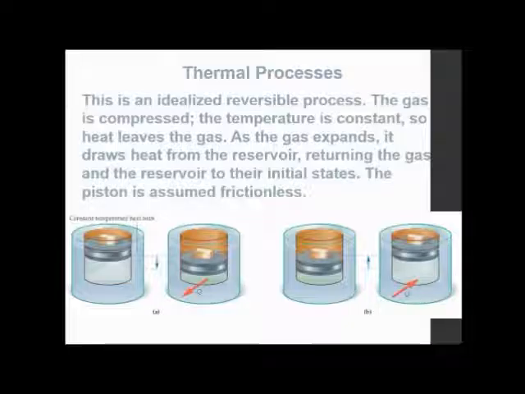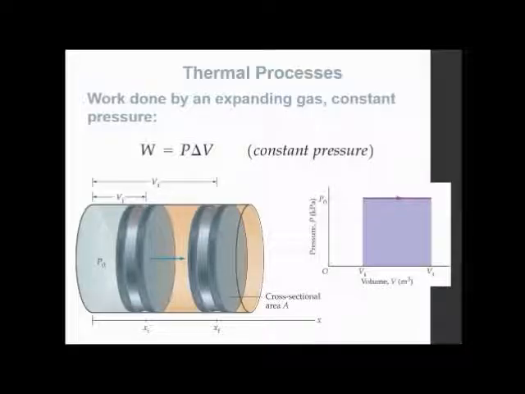So this is an idealized reversible process. In the first part, the gas is compressed while the temperature is kept constant, so heat leaves the gas. This Q is exerted from the gas. But as the gas expands, it draws heat from the reservoir, returning the gas and the reservoir to the initial states. From the second diagram, these are two different stages of this thermal process. Now, what is the work done during the net change in volume in this thermal process?